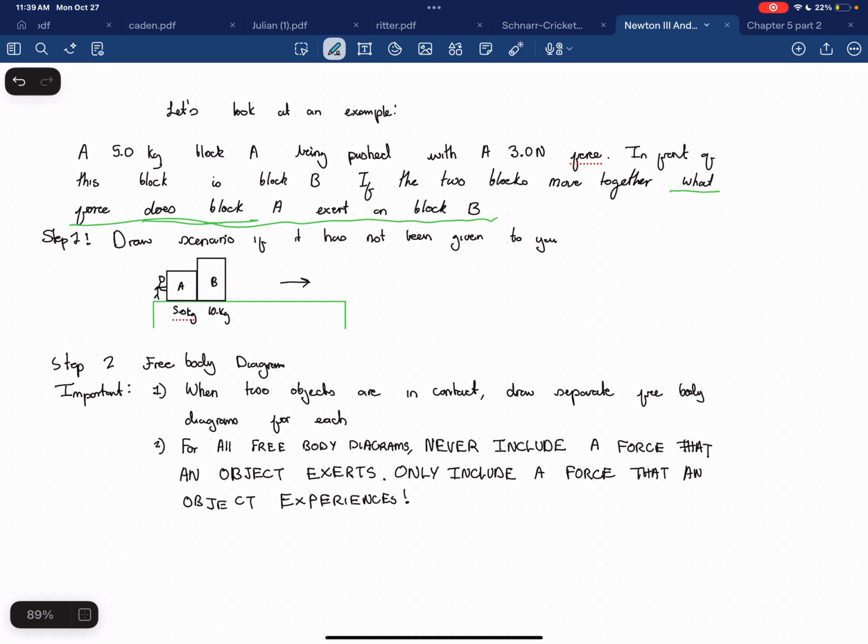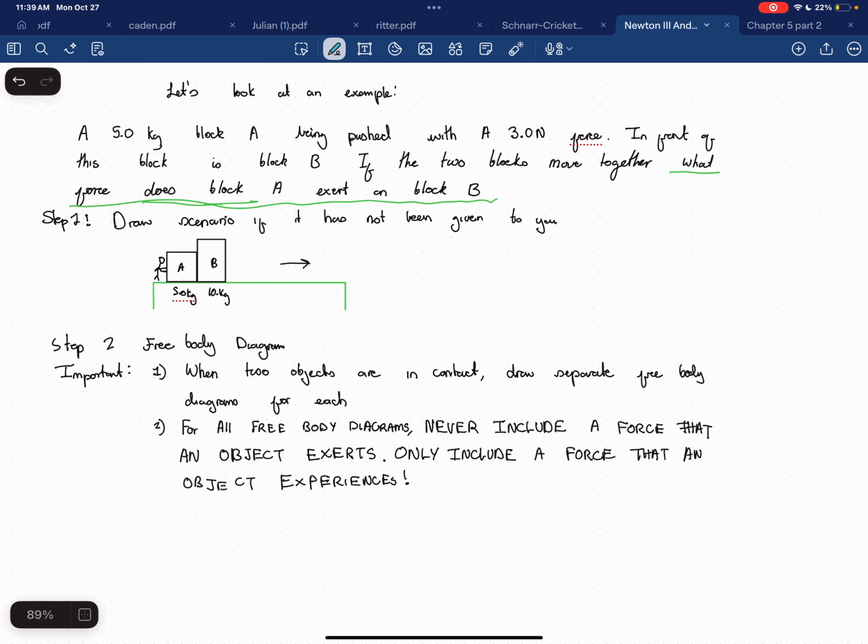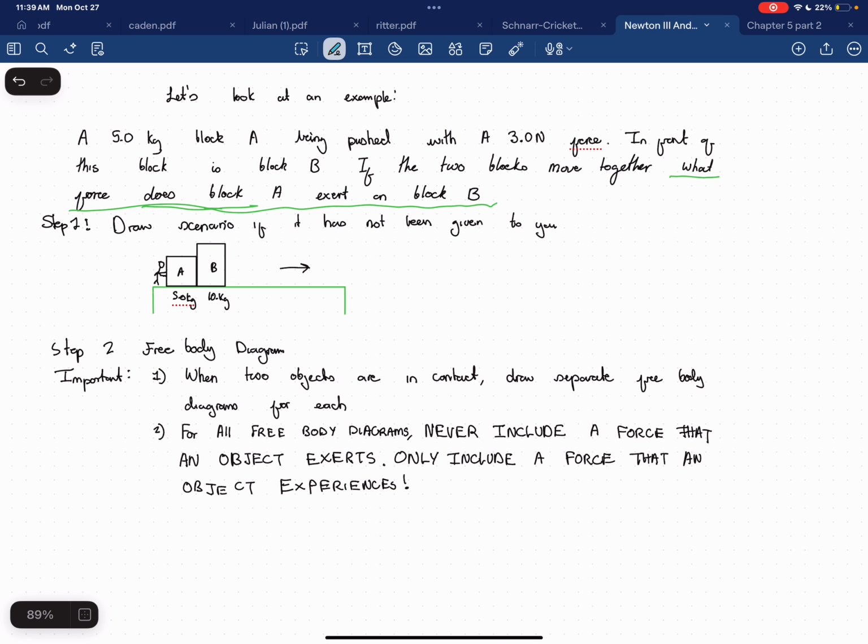Free body diagrams. When two objects are in contact, draw separate free body diagrams. Always, guys, always. And on the free body diagram, you should never include a force that an object exerts. I only include the force I'm experiencing.